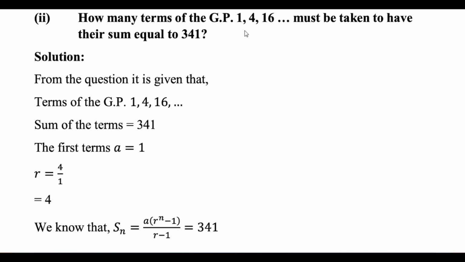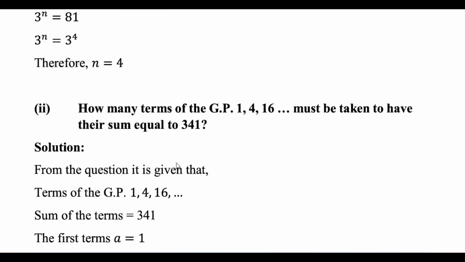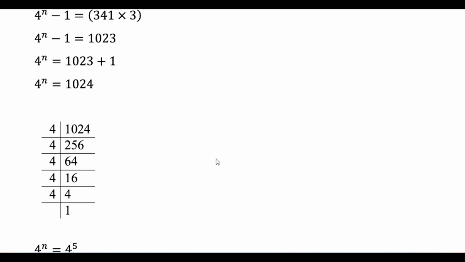How many terms of the GP 1, 4, 16 must be taken to have their sum equal to 341? Here the first term a is equal to 1, common ratio will be 4 by 1, which is equal to 4. So use the summation formula, that is a into r to the power n minus 1 divided by r minus 1, which is given over there as 341. Now put the values of a and r and take out the value of n.